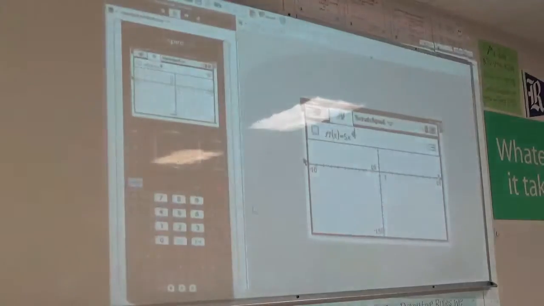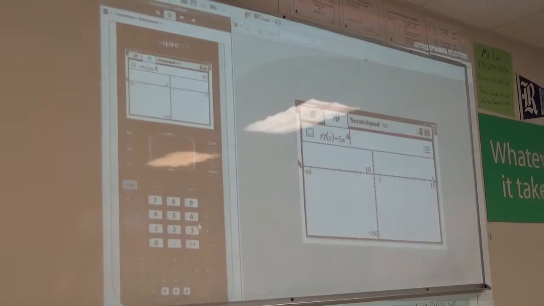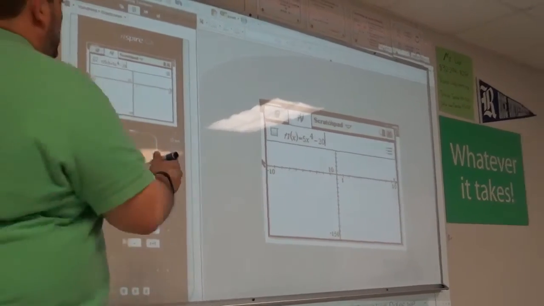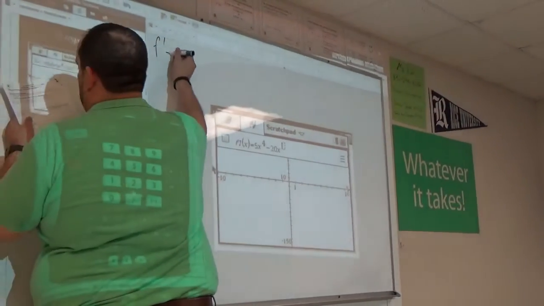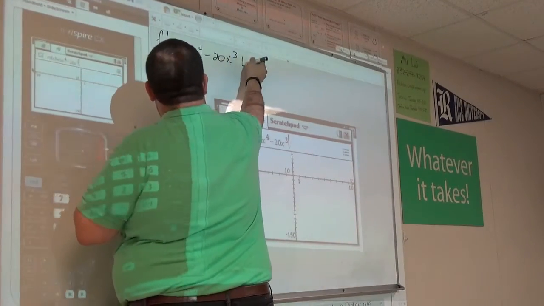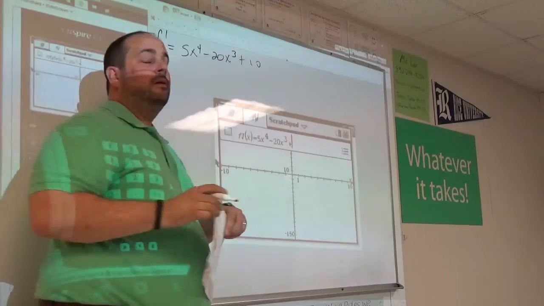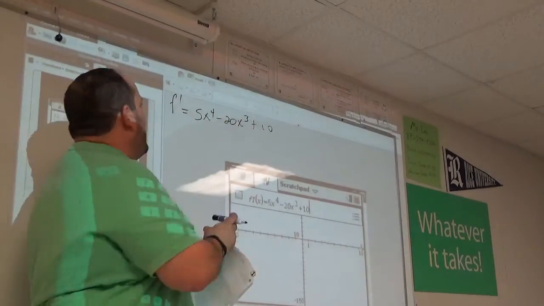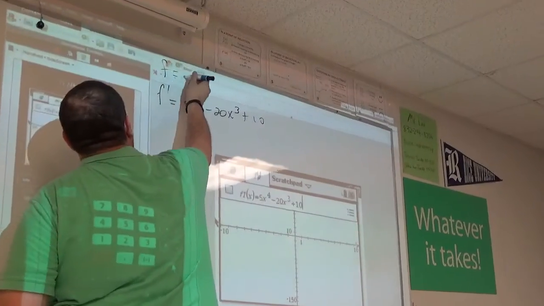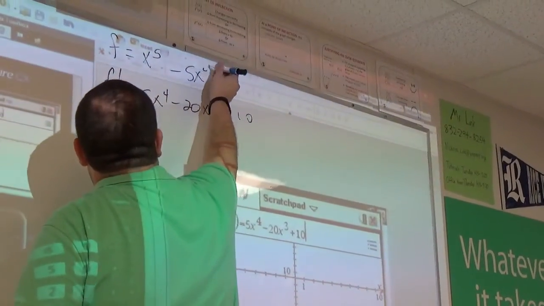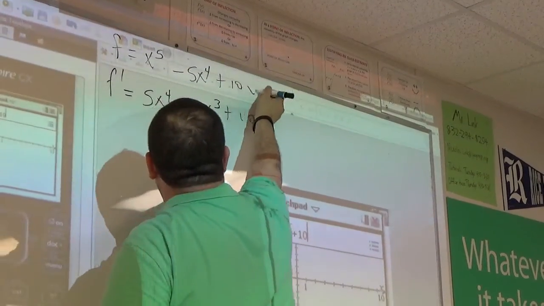All right, can I get some brave soul to share their strategy? We only got 4 minutes. I want to get a good start here. Edgar, what's your strategy? So I did the reverse power rule thing. So I got x to the 5th minus 5x to the 4th plus 10x. Okay, first of all, what you just said, you undid the power rule to get x to the 5th minus 5x to the 4th plus 10x.